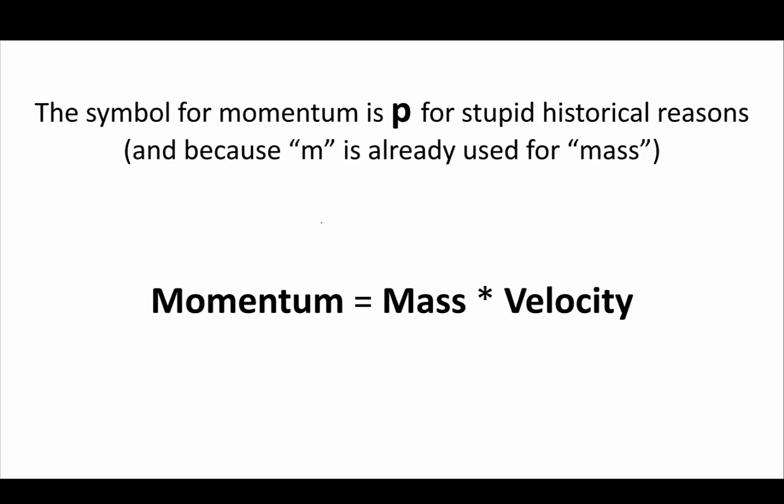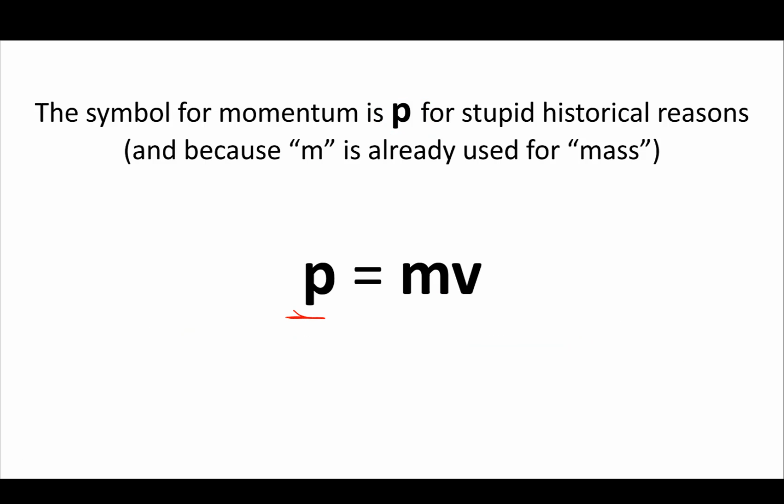The symbol for momentum is a lowercase p for historical reasons, and because m was already used for mass, so we couldn't use it for momentum. So this momentum equals mass times velocity formula can also be written like this: p = m v. Momentum is equal to mass times velocity.